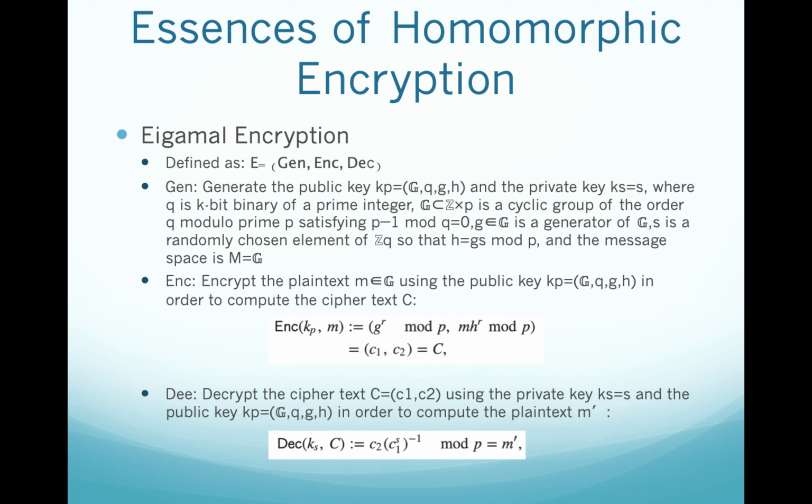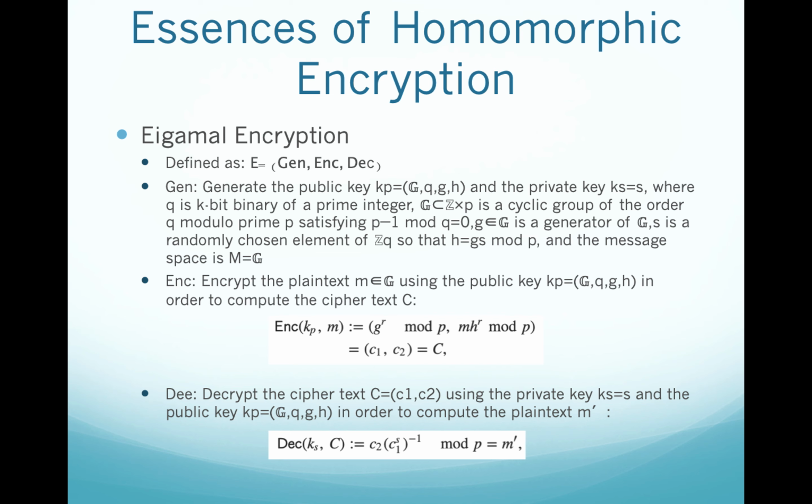So with the encryption, we're going to be encrypting plaintext where M exists in uppercase G, and we're going to be using the public key. And so the encryption KP M is going to equal G to the R mod P and M times H to the R mod P. And ultimately, it's just going to equal C1, C2, and then that's just going to be our C. And then R is randomly chosen from Z.